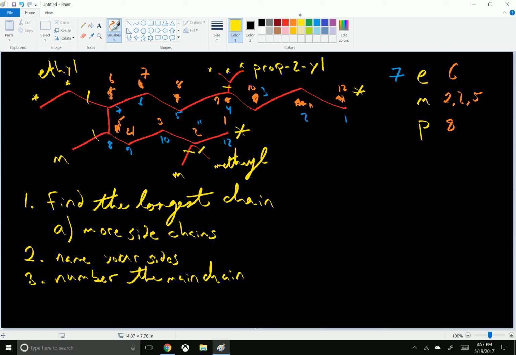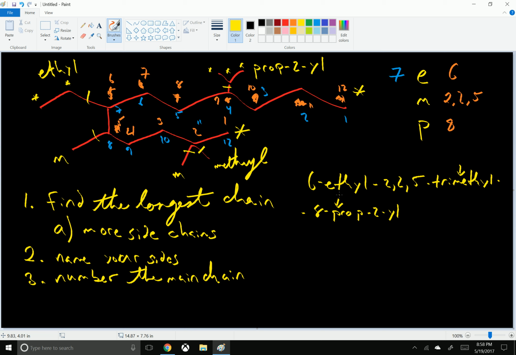Now let's go ahead and name this based on the orange numbering. It is going to be 6. Put a dash in between numbers and letters. 6-ethyl-2,2,5-trimethyl-8-propyl. Now remember, M comes before P. So even though the T in tri comes after P, trimethyl still comes before propyl.